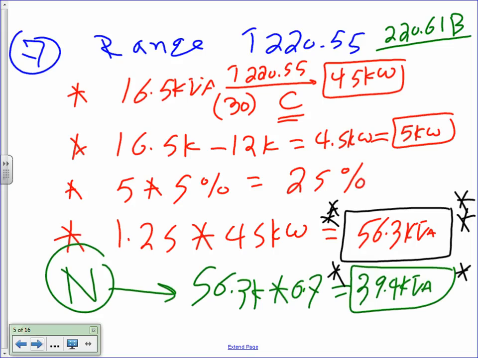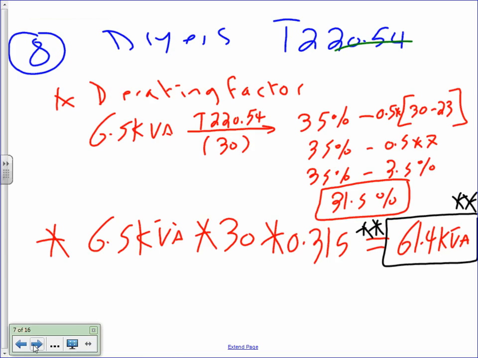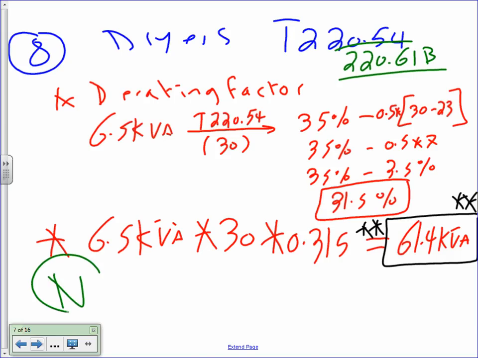So see how we're doing the calculation step by step for the neutral. That's exactly what you guys are going to be doing. Any question about that? Can I go to step number 8? Step 8, dryers. How do we do the neutral for the dryers? The same thing, guys. If you go to 220.61B, here's my neutral. It says 61.4 kVA. You have to multiply it by what?